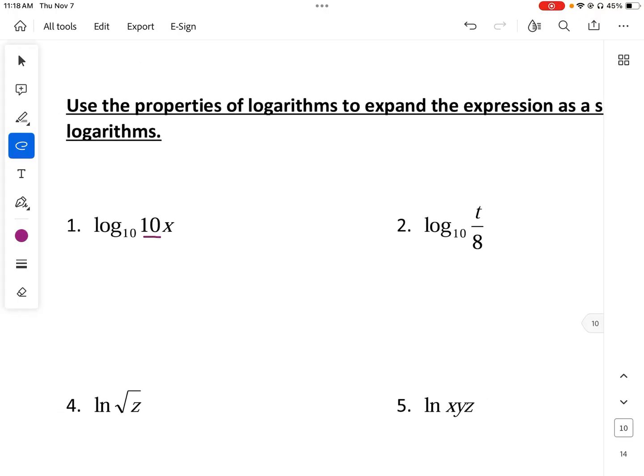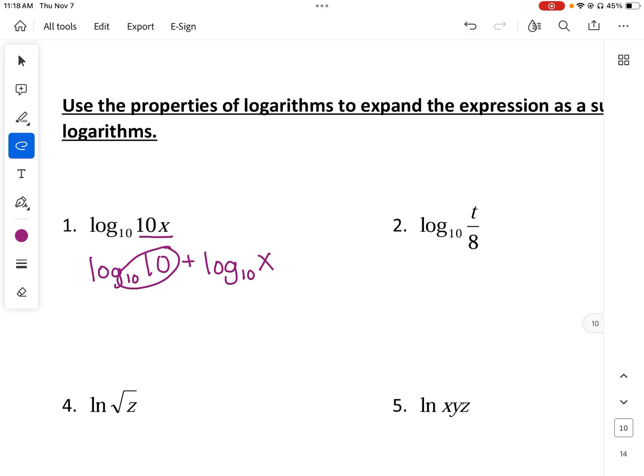Okay, so 10x means I'm multiplying 10 times x, so this is going to be log base 10 of 10 plus log base 10 of x. Log base 10 of 10, remember they're the same, so we just get 1, because it'd be like 10 to the what power gives us 10? Well, it'd be 1. So plus, and I don't need the base of 10, I can just put it as log x. And that's completely simplified.